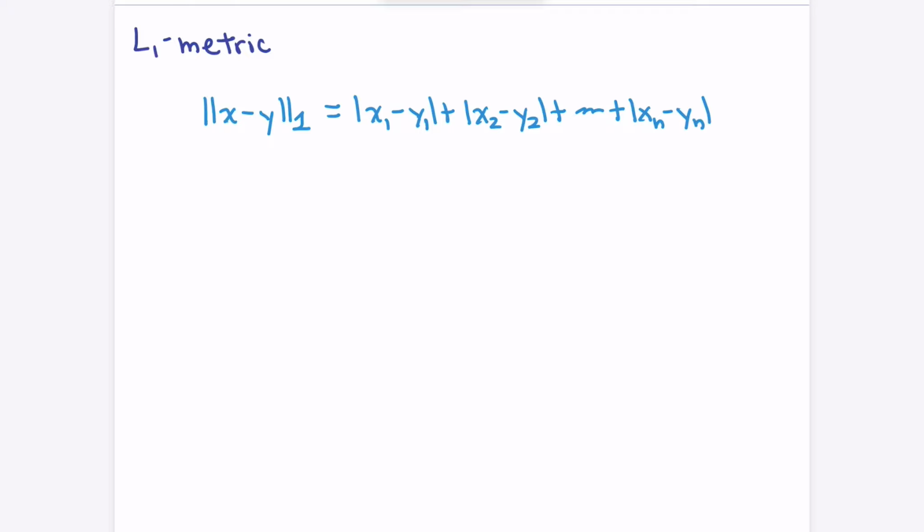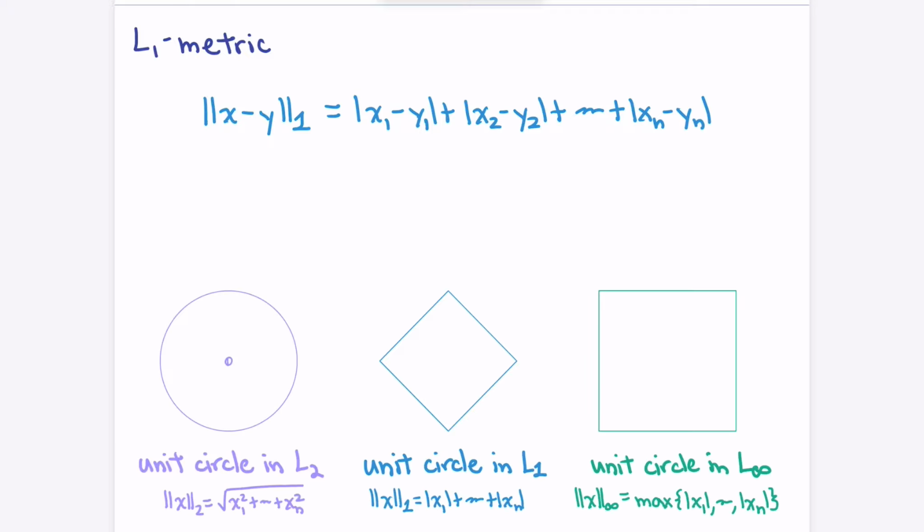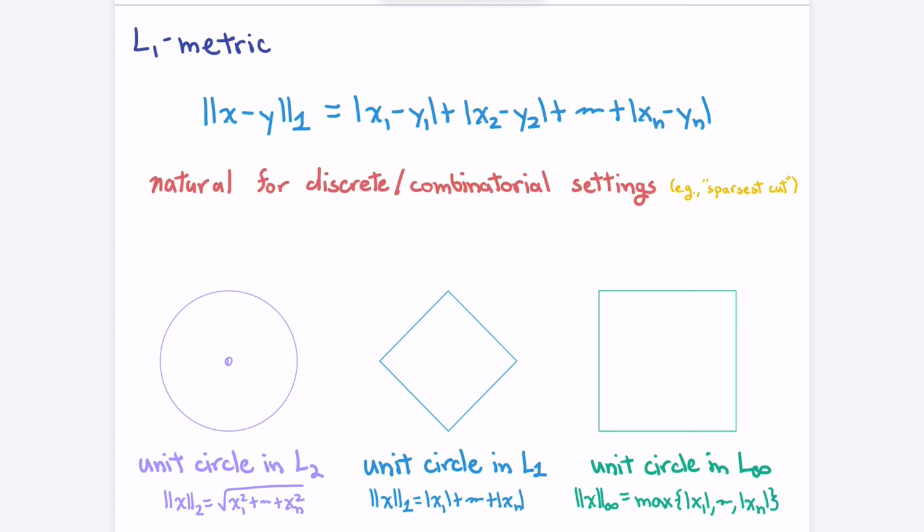Okay. In some ways, it's a very natural metric. I don't know if this is very helpful, but if you want to plot out the unit circle in various metrics, L2 is going to be an actual circle like you expect. In L1, right, the distance is the sum of coordinates, sometimes called the Manhattan distance. So it looks like a diamond. L infinity is looking at just the max coordinate. That doesn't come up today, but I wanted to draw a third picture. So it just looks like a square.